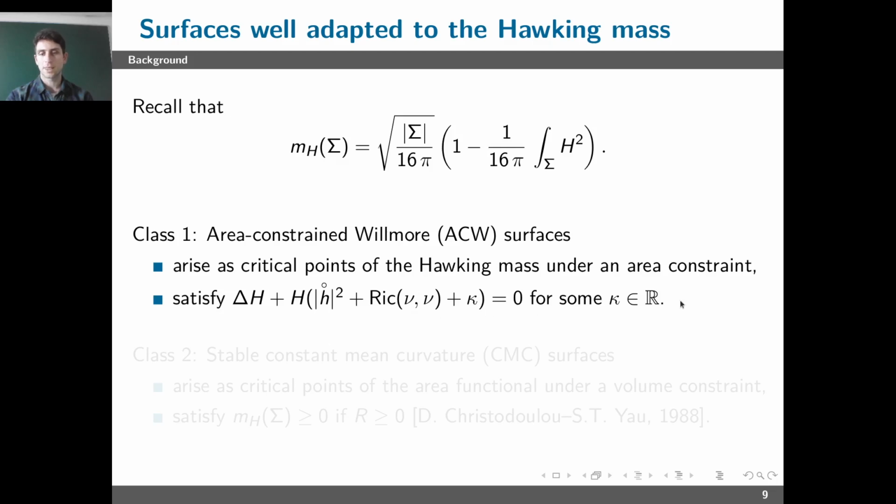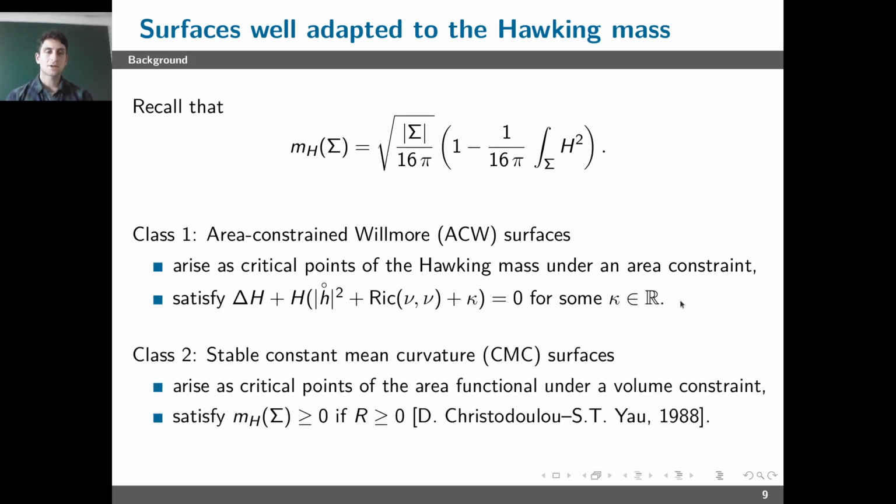Okay, so as I said, there's also a second class of surfaces that are well adapted to the Hawking mass, and these are so-called stable constant mean curvature surfaces. As the name suggests, the mean curvature of these surfaces equals a constant scalar, and in fact these surfaces arise as stable critical points of the area functional under volume constraint. So in particular, these surfaces are potential candidates to bound the maximal amount of volume given their perimeter.